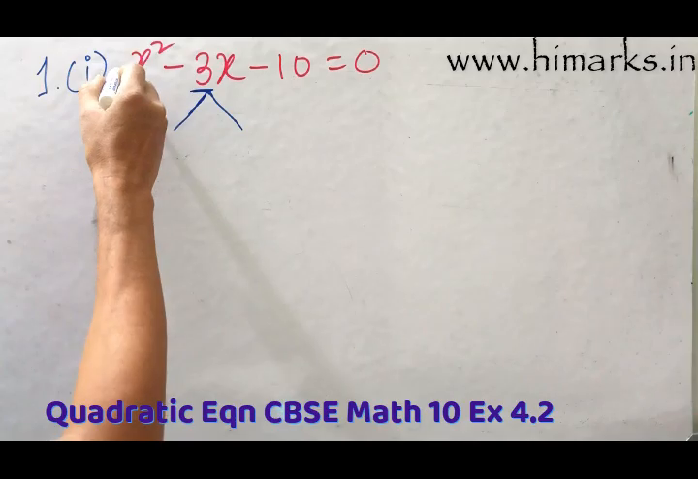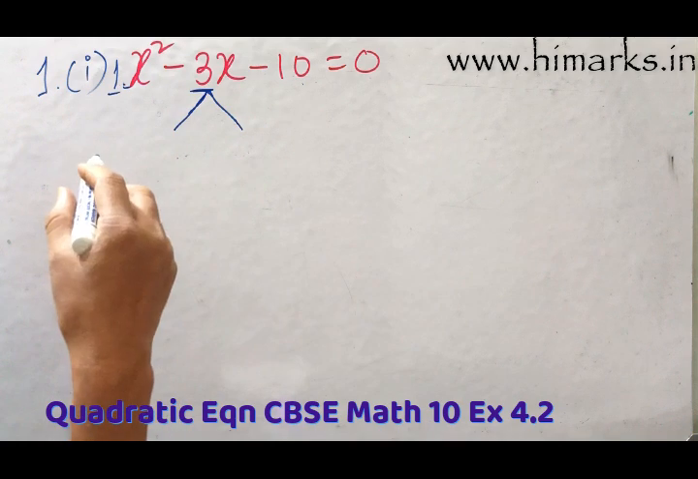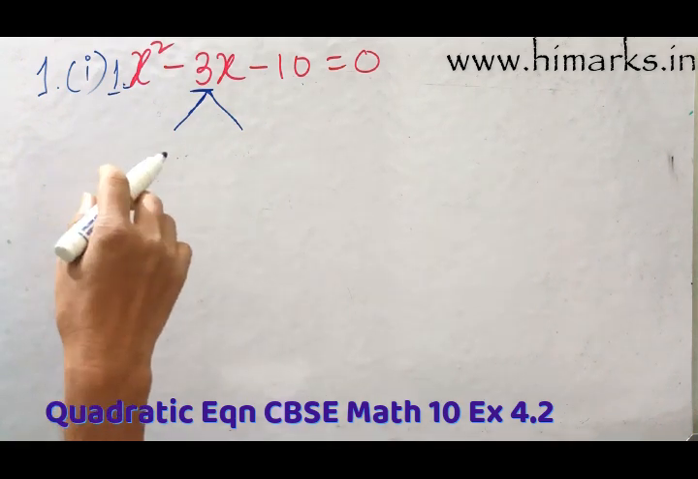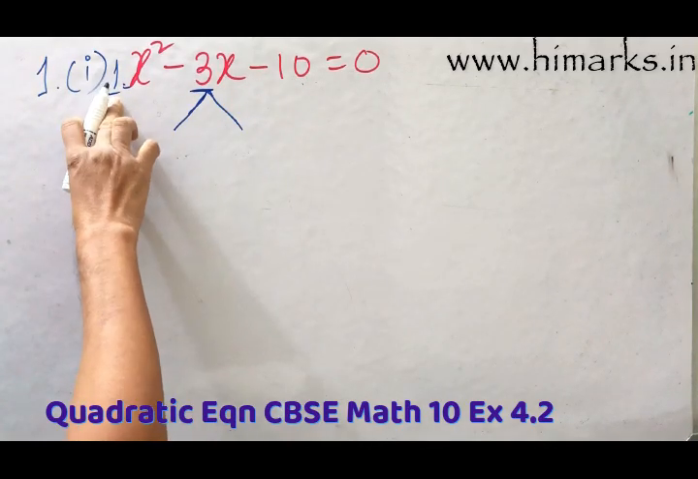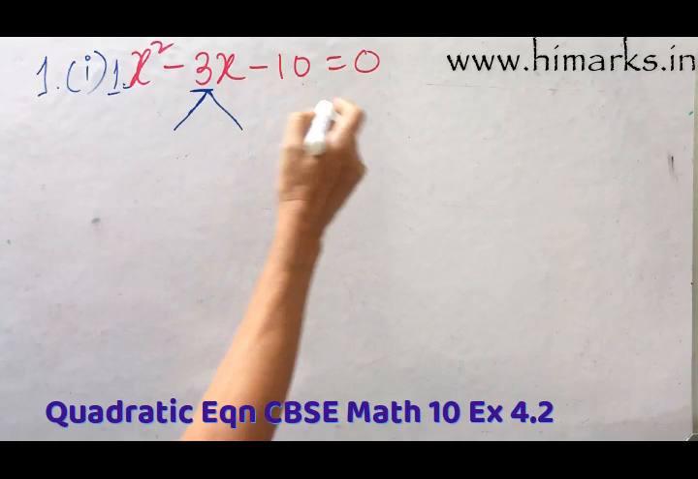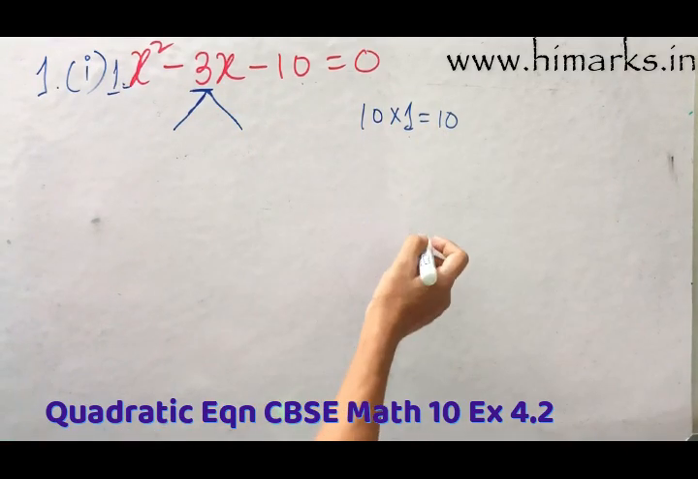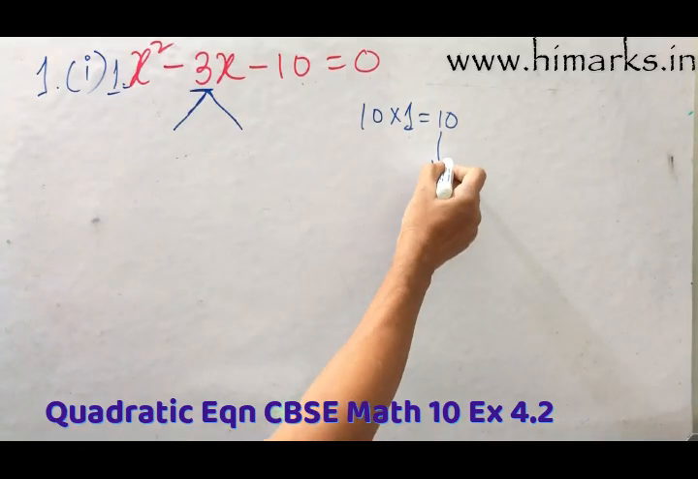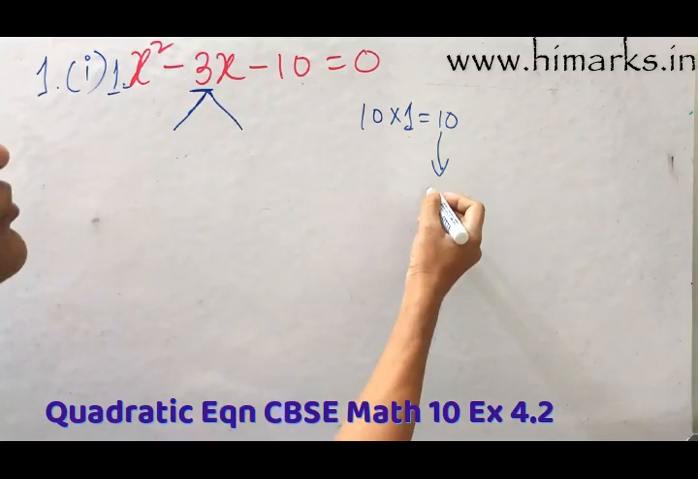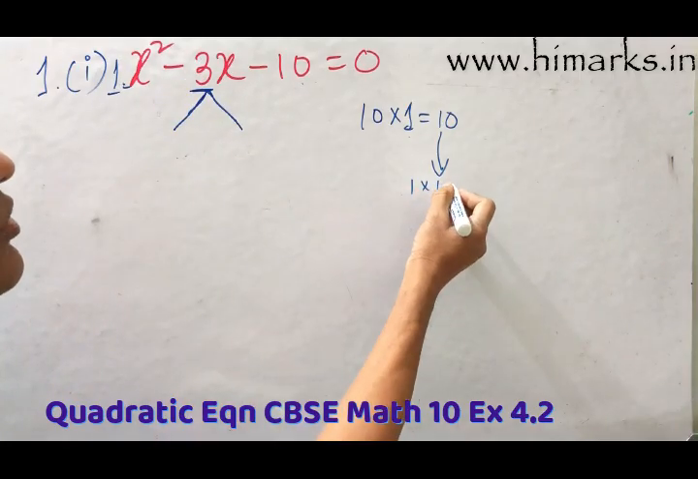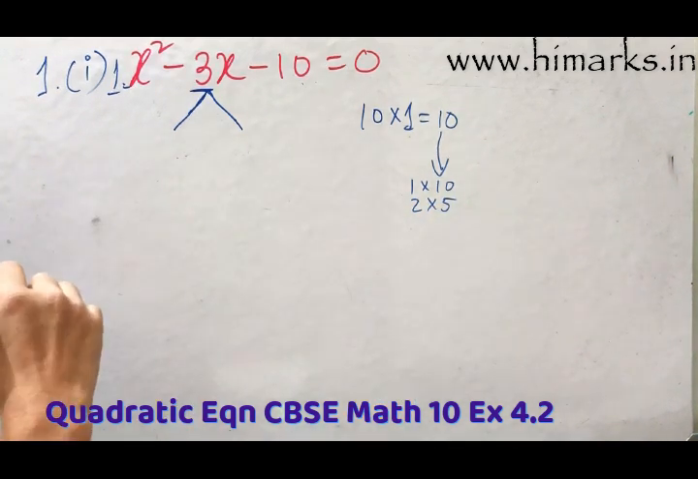Here the coefficient of x square is 1 and the last constant is minus 10. In ax square plus bx plus c, the constant part is 10 and here a is 1. So 10 into 1 is 10. This has to be broken in such a way that we get minus 3. So 10 can be broken as 1 into 10, 2 into 5, and that's all. It cannot be broken more than that.